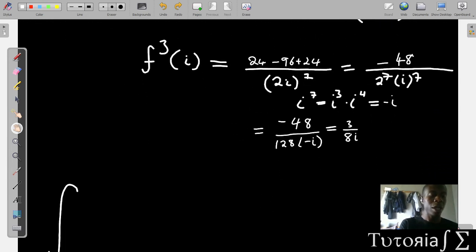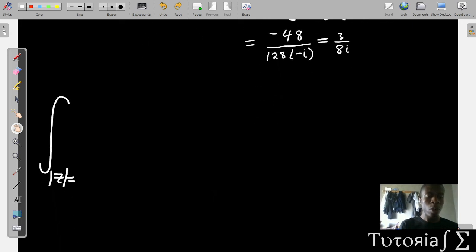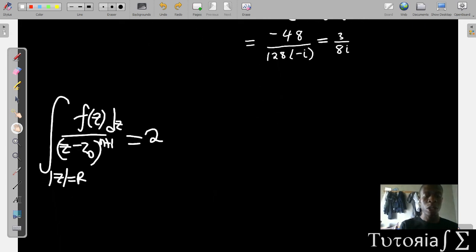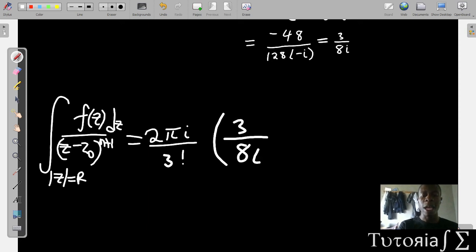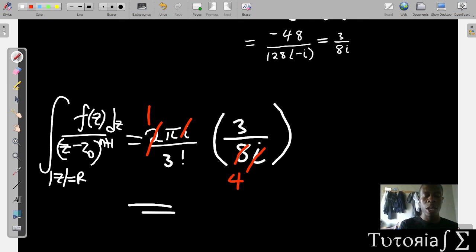Replacing in the formula, you get that. And our f of z, which is 3 over 8i. So this will be our final answer, but we can see that the i there and the i can cancel out. 2 there, it's 1. 2 there can go there how many times? That is 4 times. Then 3 factorial, that is 3 times 2 times 1. So 3 and the 3 can go there. So from there, that is just 2.